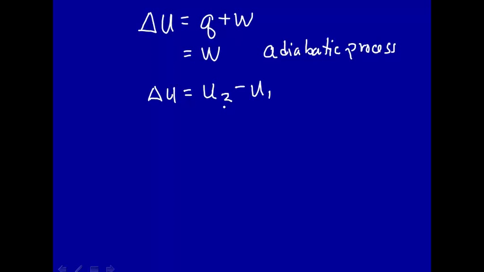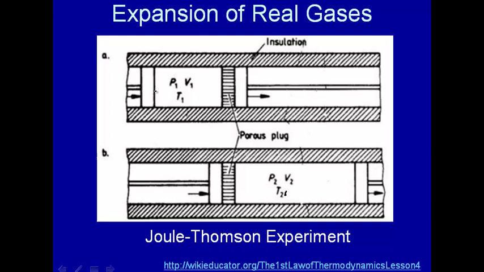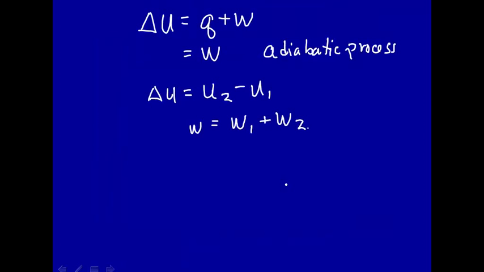Let's look at work. Work will be equal to the work done on the left-hand side, W1, plus the work done on the right-hand side, W2. Now this work will be different because we have different pressures and different volumes. When you compress this, we do a certain amount of work. When this is expanded, it'll do a certain amount of work. But those two works could be different because we have different pressures and volumes.